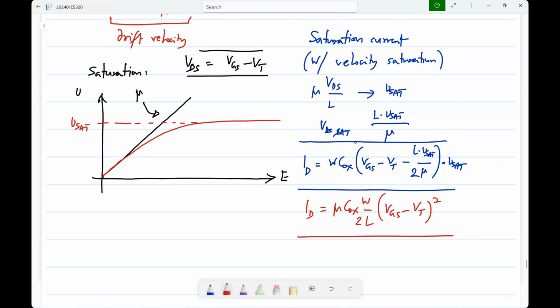And as somebody pointed out, GM is basically independent of bias, right? Because if you differentiate this expression with respect to VGS, you will basically get a constant. Okay. So by increasing VGS, you cannot get more GM anymore. The only thing you can do is go on increasing W, right?